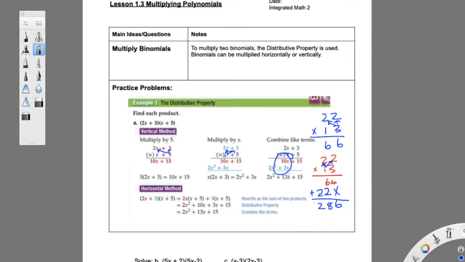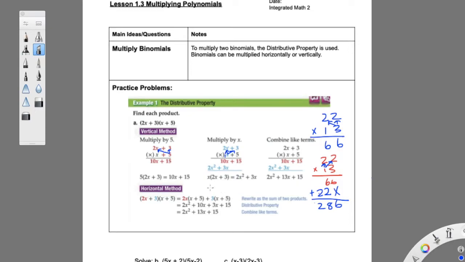So all we have to do is add straight down, and we get our answer. So 15, because there's nothing underneath it, 10x plus 3x gets us 13x, and then 2x comes straight down because there's nothing above it. All right. So now let's look at this exact same example, but we're going to go horizontally.